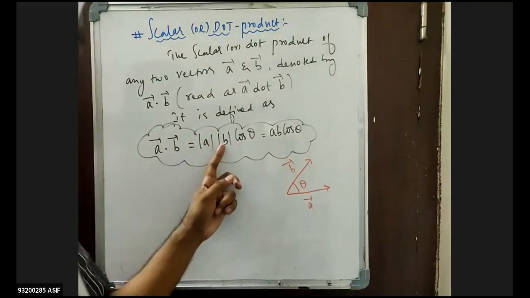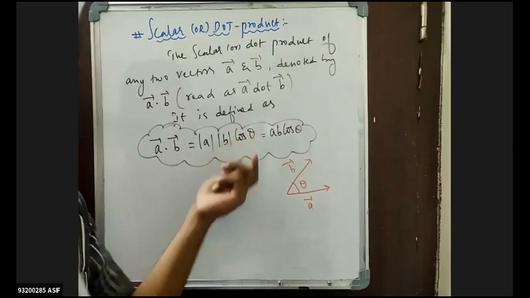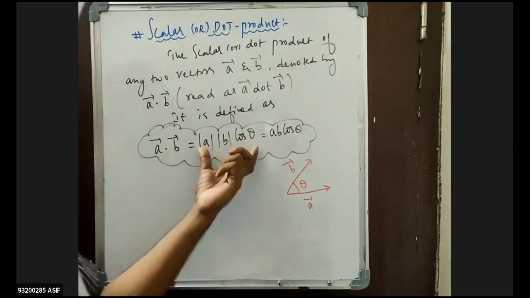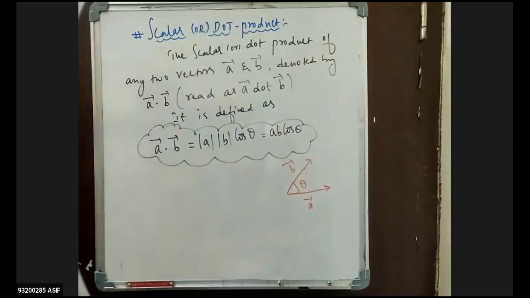Magnitude of B, if you take it, is a number. And the cos theta value is also a number. So we are getting a number here. That is the reason we call it a scalar product, also called the dot product. Clear? So I can say that |A|, |B| and cos theta are nothing but scalar quantities. That is, the dot product of A bar and B bar is a scalar quantity.